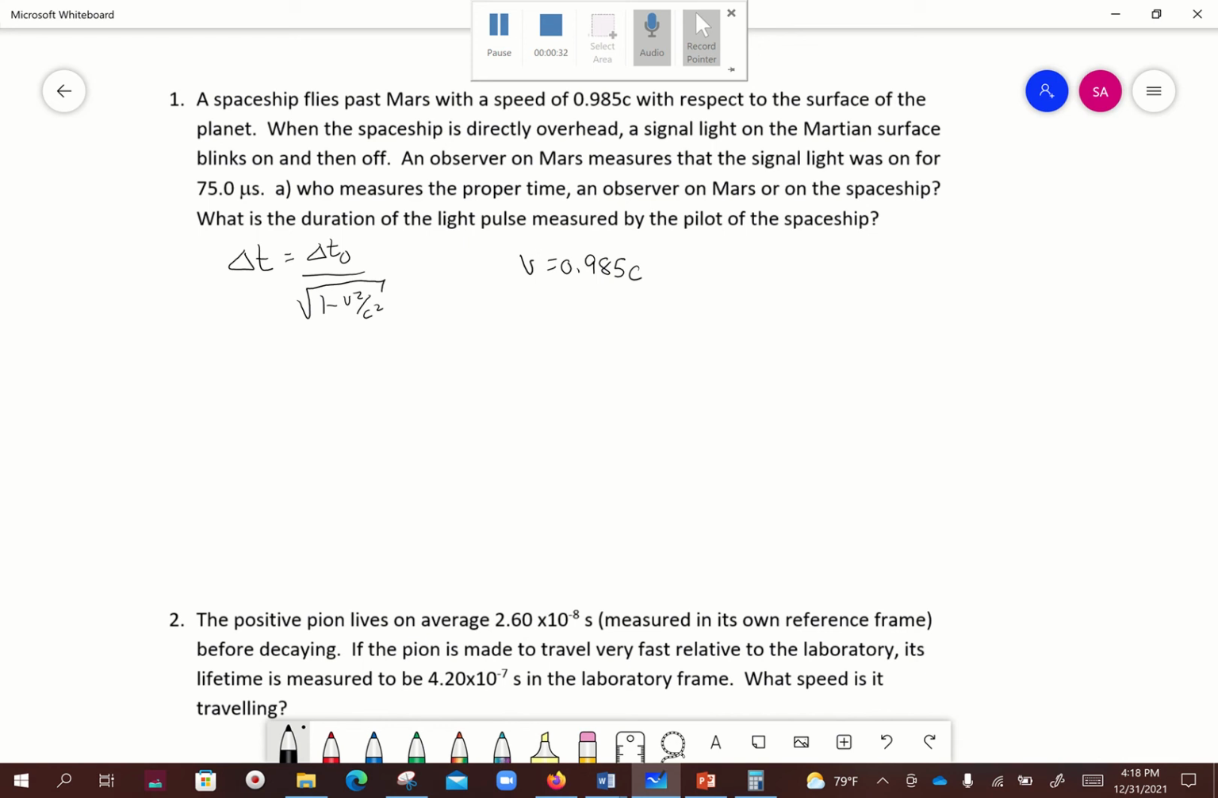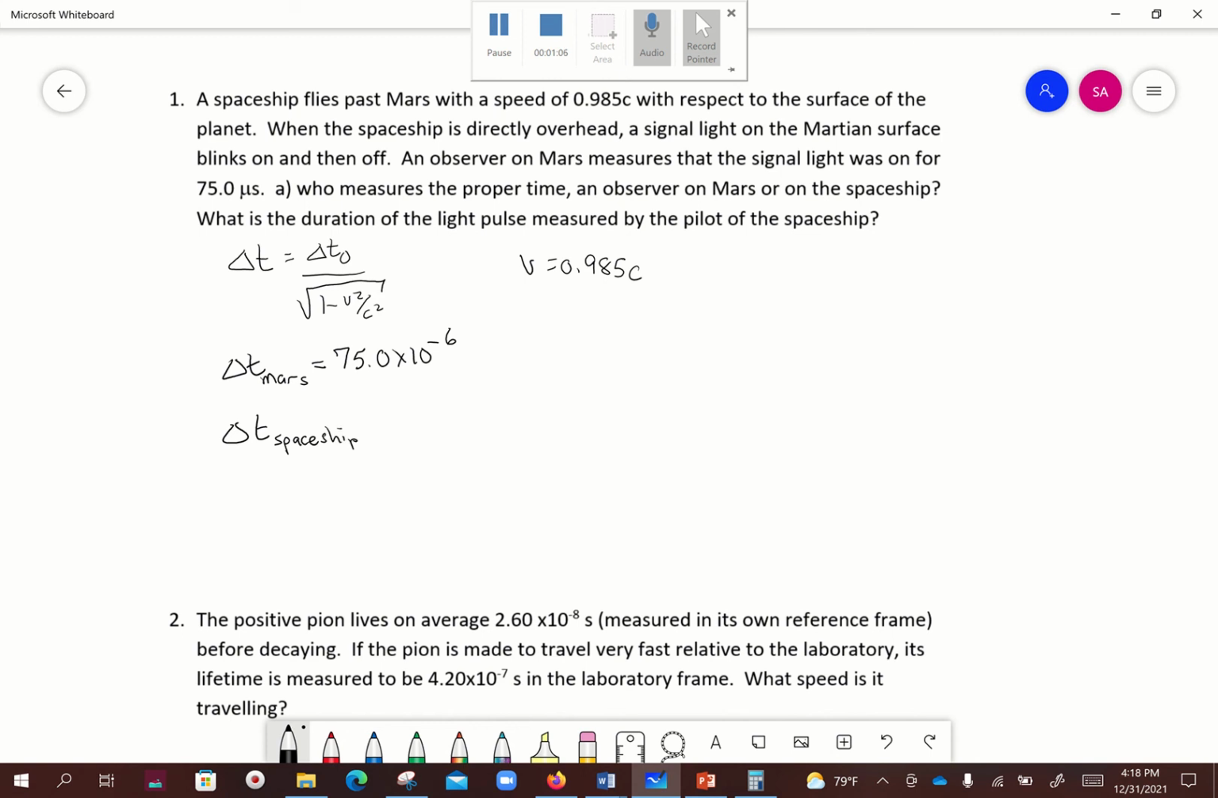And we're told that the spaceship is moving past Mars. The signal light on the Martian surface blinks on and off. The observer on Mars measures that the light was on for 75 microseconds. That's 75.0 times 10 to the minus 6 seconds. And let me just call this delta t for Mars. And we want to know what's delta t for the spaceship.